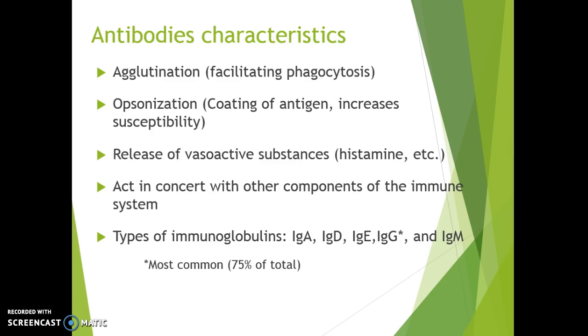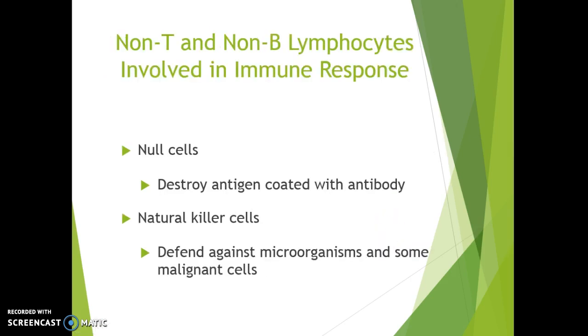The types of antibodies that are in our body are listed here, and IgG are the most common. About 75% of the total are IgG. There's other non-T and non-B lymphocytes involved in the immune response, null cells and natural killer cells.